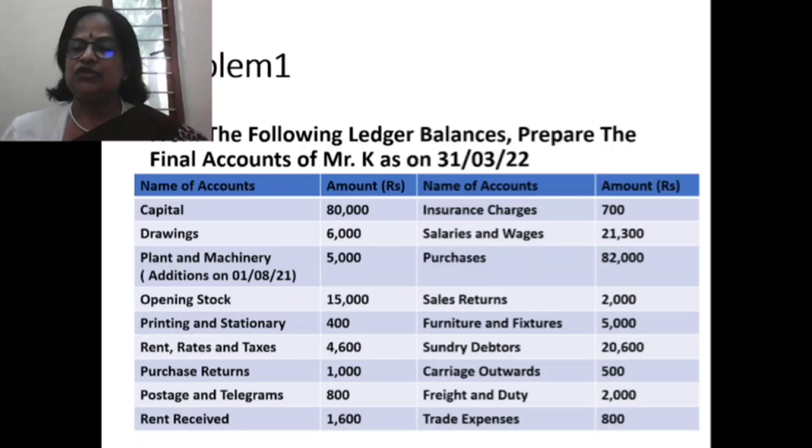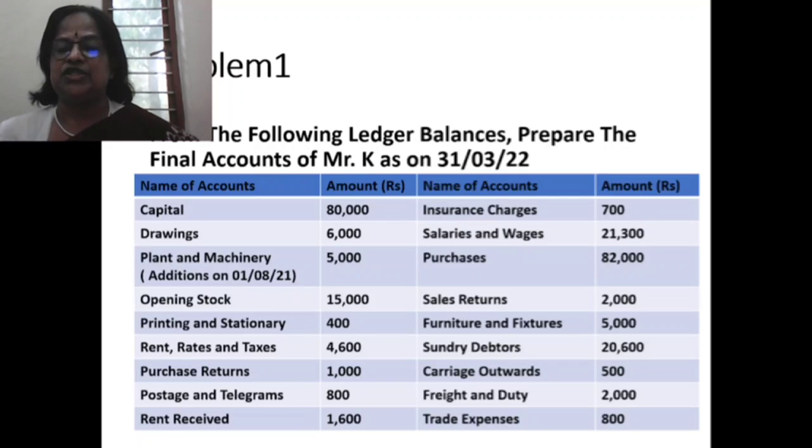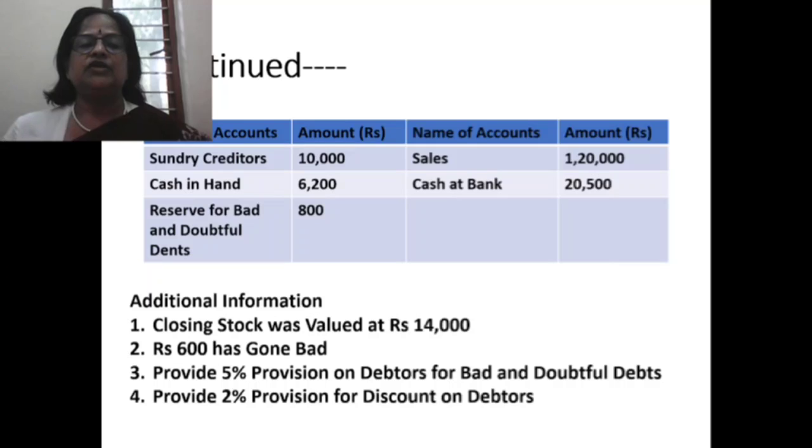Salaries and wages 21,300. If it's coming as salaries and wages, I have already mentioned it will come only in the trading account. Purchases 82,000. Sales returns 2,000. This you have to subtract from sales in the credit side of the trading account. Furniture and fixtures 5,000. Sundry debtors 20,600. Carriage outwards 500. Freight and duty 2,000. This is an item for the trading account because this is a direct expenditure. Trade expenses 800. Sundry creditors 10,000. Cash in hand 6,200. Reserve for bad and doubtful debts 800. Sales 1,20,000. Cash at bank 20,500.